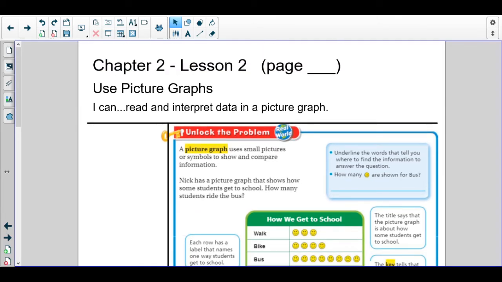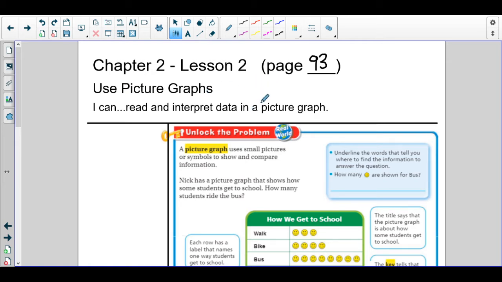All right, let's continue right along. Have I mentioned how much I love this chapter? So many fun things to do. If you would be so kind, please turn in your Go Math books to page 93. Page 93, and we're going to be exploring the topic of use picture graphs.